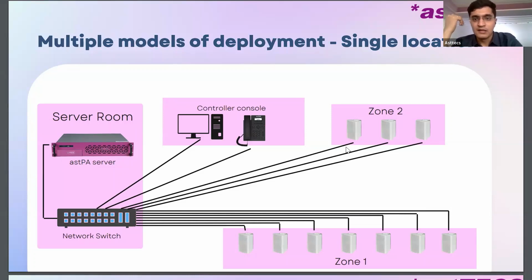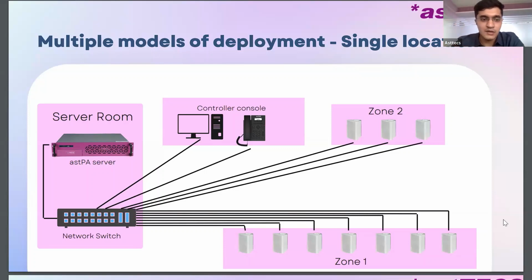So for example, in a single premise model where this is all in one building, you would have your server room, you would have the PA server sitting in the server room, then you would have a network switch. The network switch is managing your whole network. You would take one Ethernet cable from your network switch and connect it to the server. As you can see at the bottom, you have zone 1. There are 7 speakers in zone 1, so there would be 7 Ethernet lines going to each of those speakers. Each of the speakers in zone 1 would have different connections. Similarly, each speaker in zone 2 would have different connections.